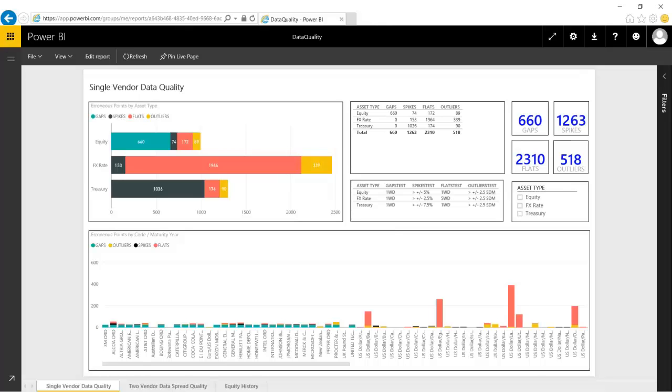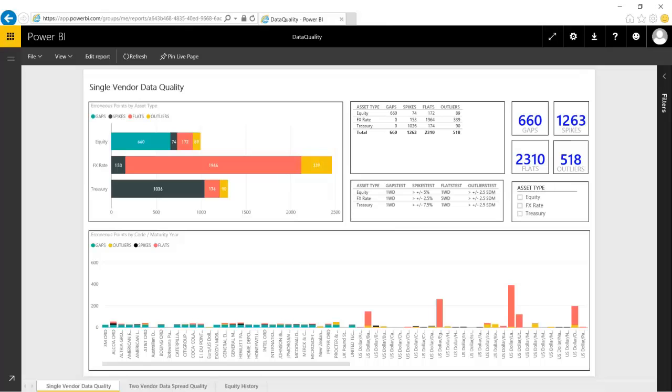What we're actually seeing here is data quality for three types of asset. We have equity, FX rate, and treasury, and we're doing a number of tests on those. We're looking at gaps where there's data missing, spikes where the data changes by more than a certain percentage day on day, flat spots where the price hasn't changed from one day to the next, and statistical outliers where the price is more than plus or minus 2.5 standard deviations from the mean.